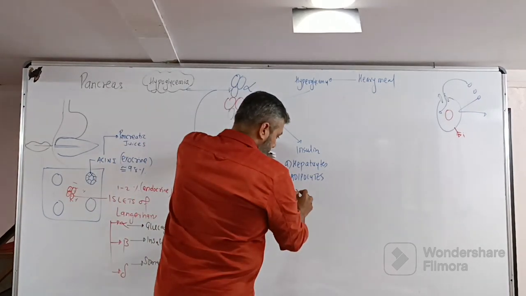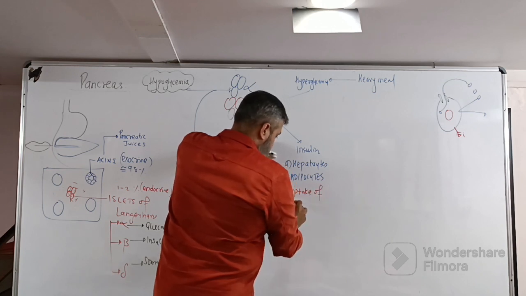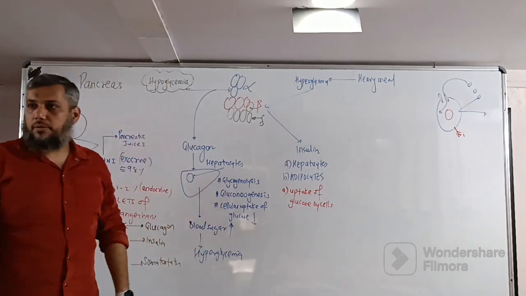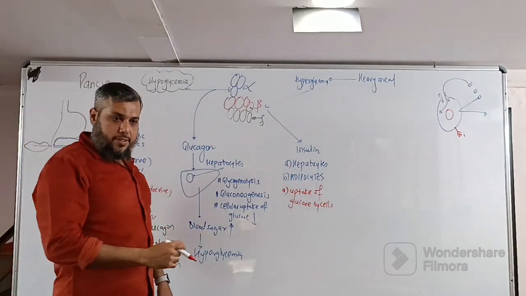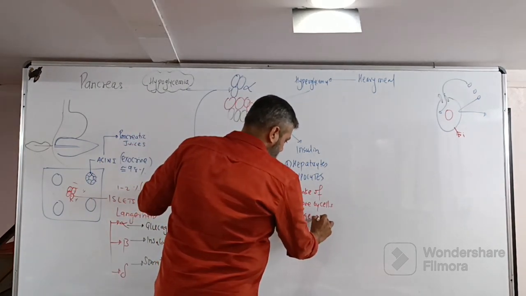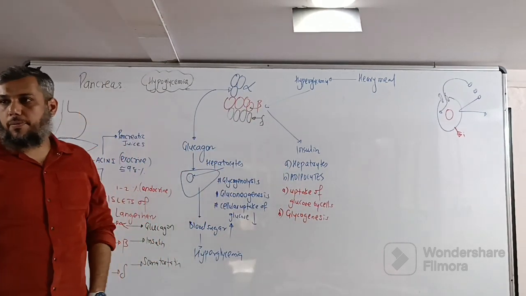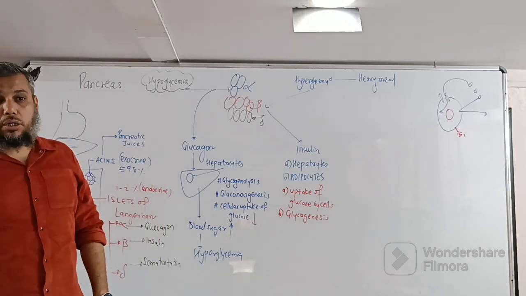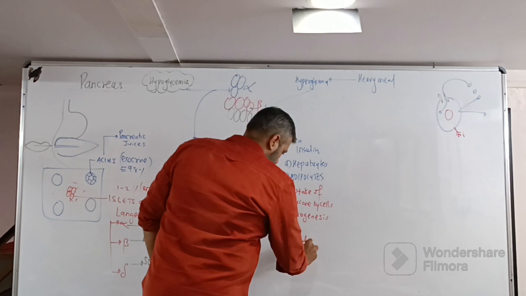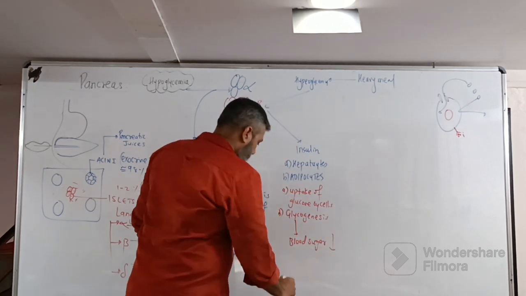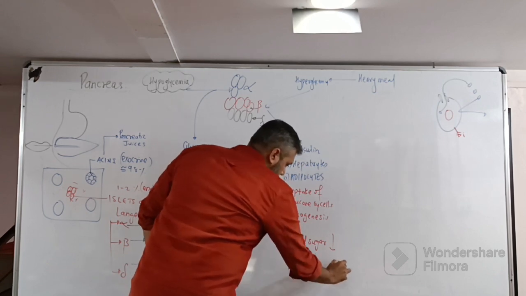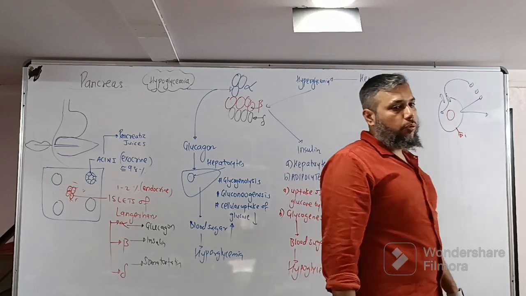It will cause the uptake of glucose by the cells. Glucose will start entering inside the cells, and it also causes glycogenesis. What is glycogenesis? The glucose can be rapidly converted into what? Glycogen. So your blood sugar levels will decrease, and the condition will be called hypoglycemia. So insulin is which hormone?